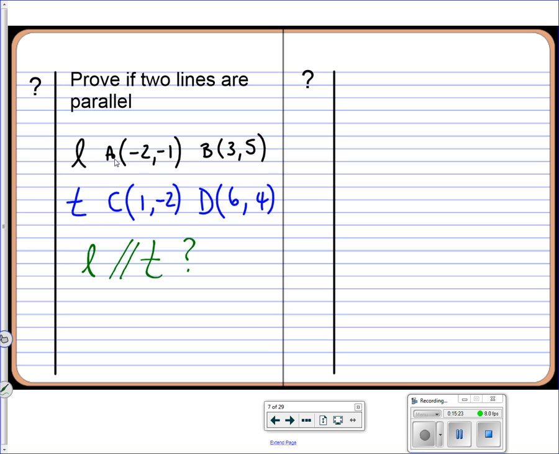Go ahead and put me on pause. Use the slope formula to find the slope of each one of those, and then compare those fractions to see if they're the same.